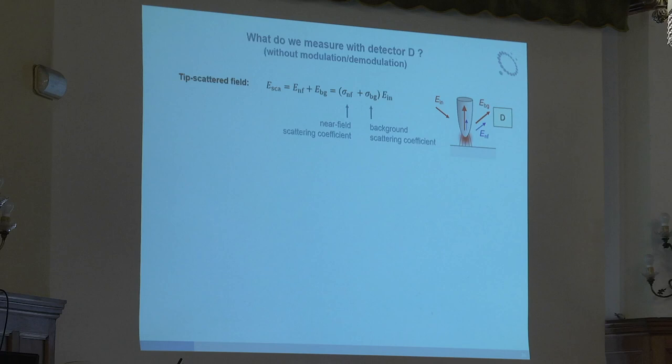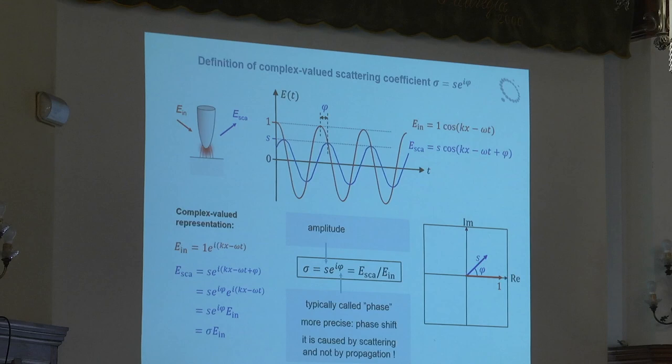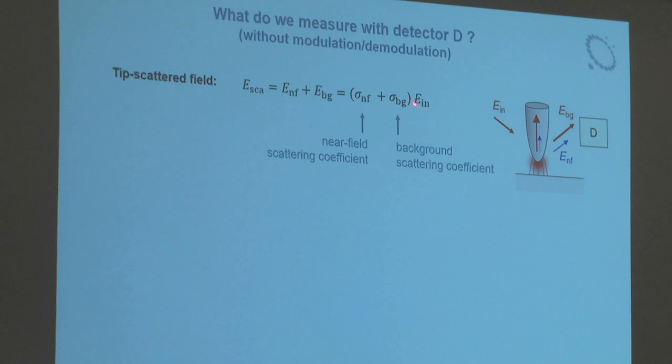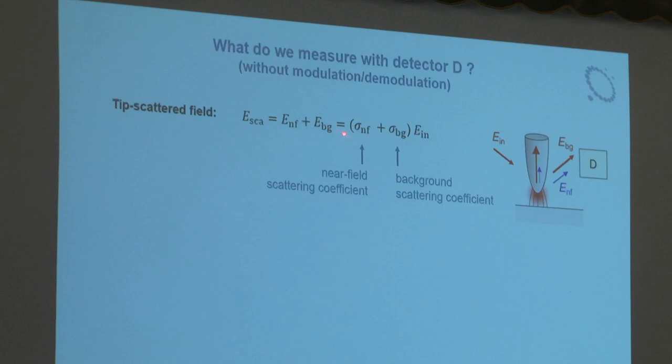All right, so that's the scattered wave, and now we come back to this, that we have to distinguish between a near-field scattered field, E_NF, and the background scattered field, E_BG, as I call it. So far, I just said I have one sigma here, one scattering coefficient for the totally scattered light. Now I can introduce a complex-valued scattering coefficient for the near field and for the background. Then I have the near-field scattered field plus the background scattered field, and I have the sum of the two coefficients here, and so on.